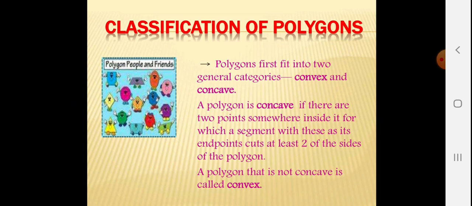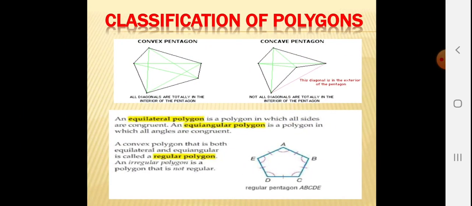Classification of polygons. The polygons first fit into 2 general categories: convex and concave. A polygon is concave if there are 2 points somewhere inside it such that the segment with these as endpoints cuts at least 2 of the sides of the polygon. A polygon that is not concave is called convex. You can see the convex polygon and concave polygon in the figure.